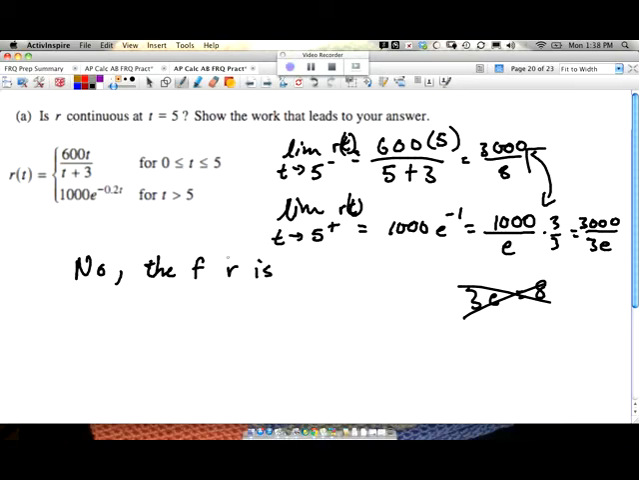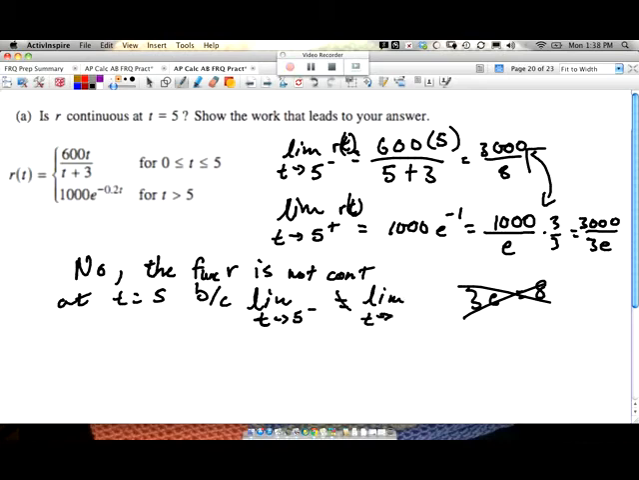The function r is not continuous at t equals 5, because the limit as t approaches 5 from the left does not equal the limit as t approaches 5 from the right. It has to be the same from the left and the right when we plug in 5. Right there and right there. And it's not. It's really close, but it's not.